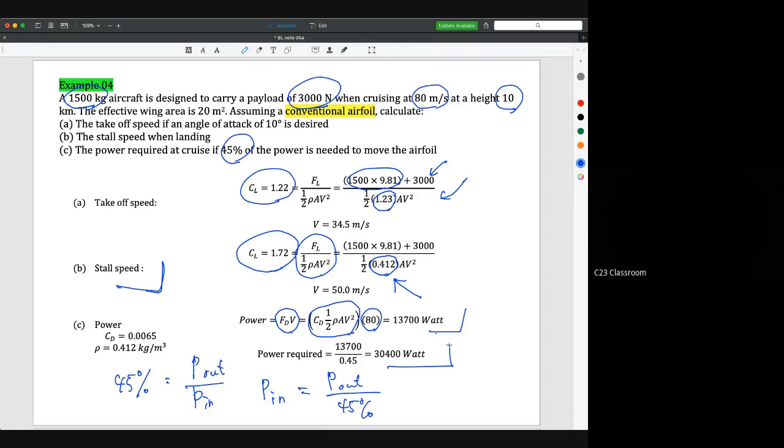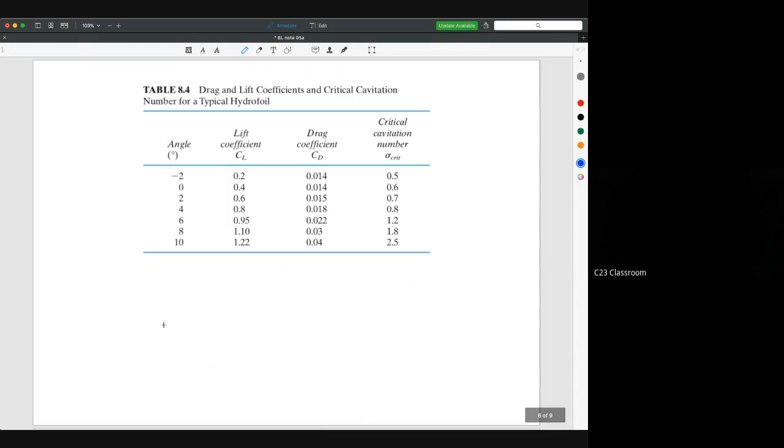And the CD here is actually the common CD in this situation for a conventional airfoil. So this is what we have here. This is the angle of attack, this is the lift coefficient, and this is the drag coefficient.